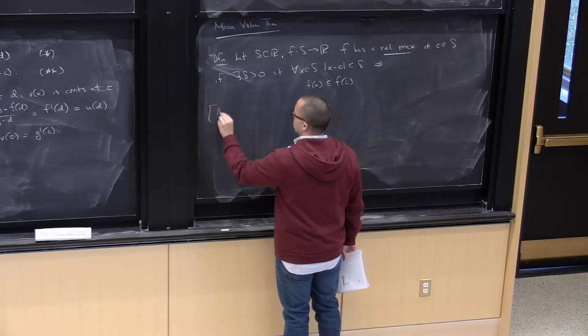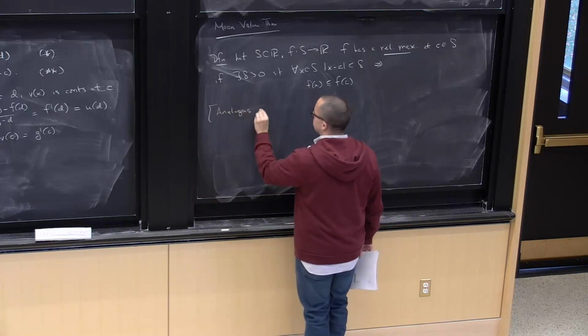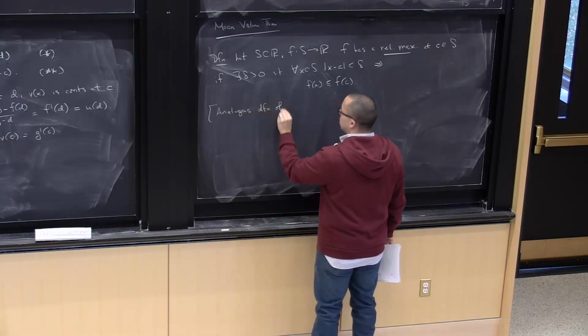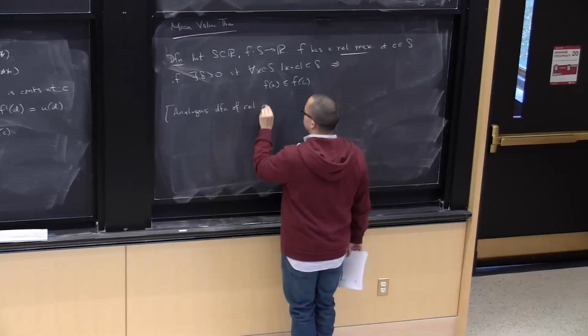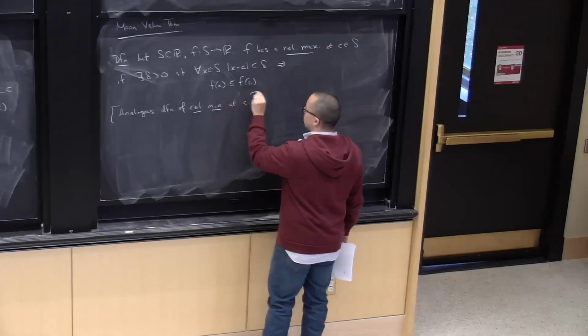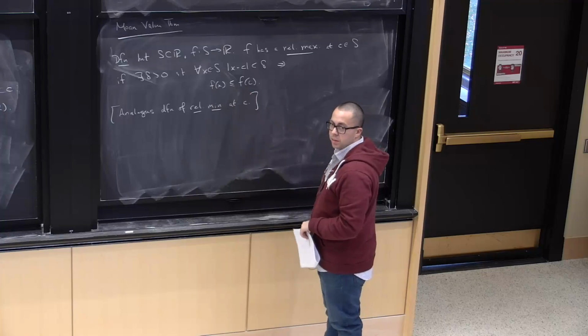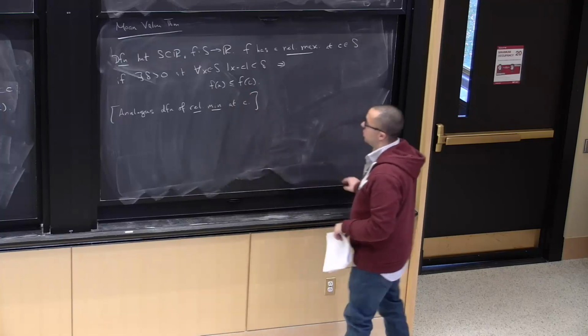state that there's an analogous definition of relative min at c. You just take this entire definition and flip the inequality. Okay? That's the definition for relative min.